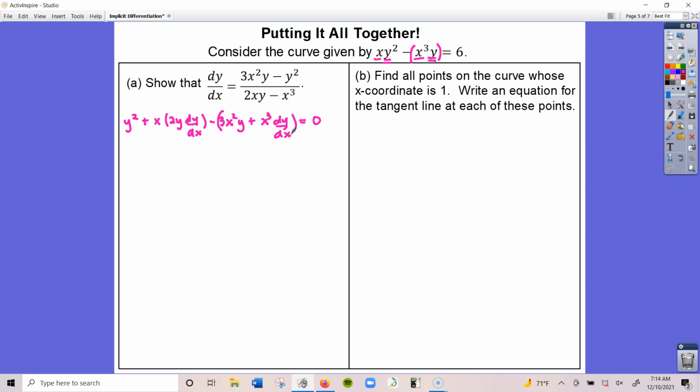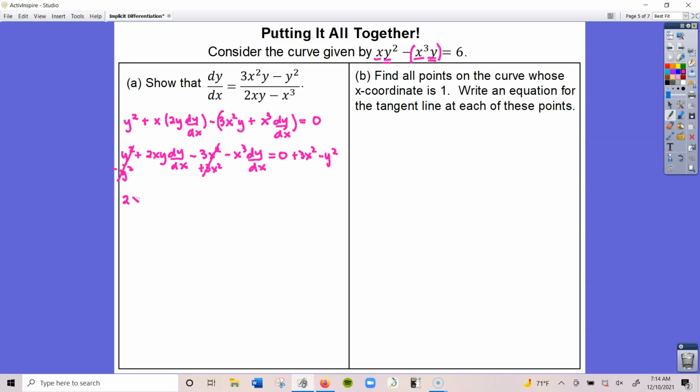So let's clean this up a little bit so we can isolate the dy/dx's. We got y squared plus, now our numbers should always move to the front, our coefficients, so this would be plus 2xy dy/dx. Now I'm going to distribute the negative, minus 3x squared minus x to the third dy/dx is equal to 0. All of my dy/dx's are already on this side, so I'm going to move these two terms over to the other. So I'm going to add this 3x squared and subtract this y squared.